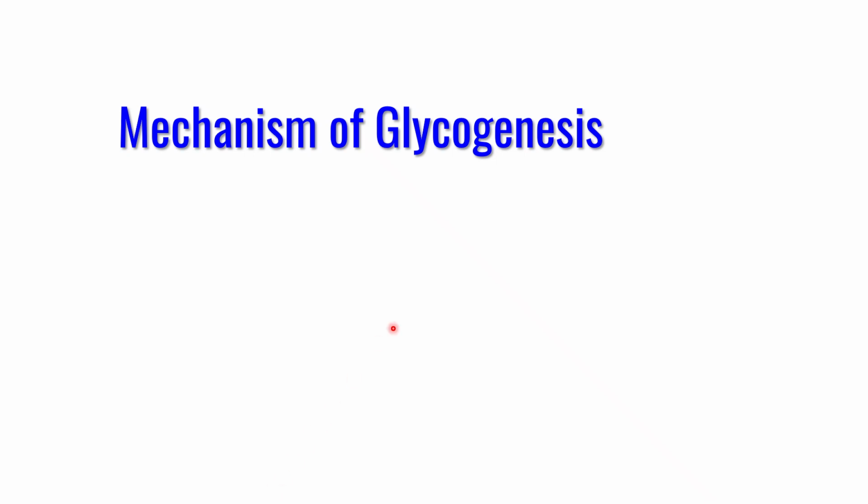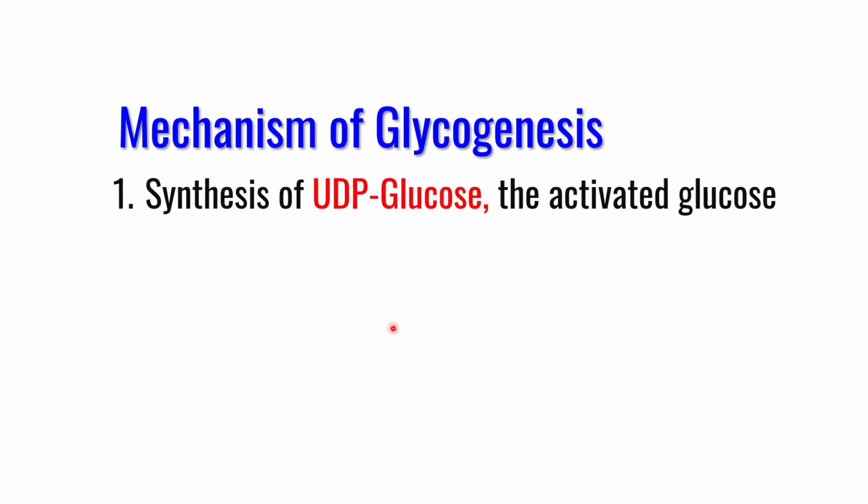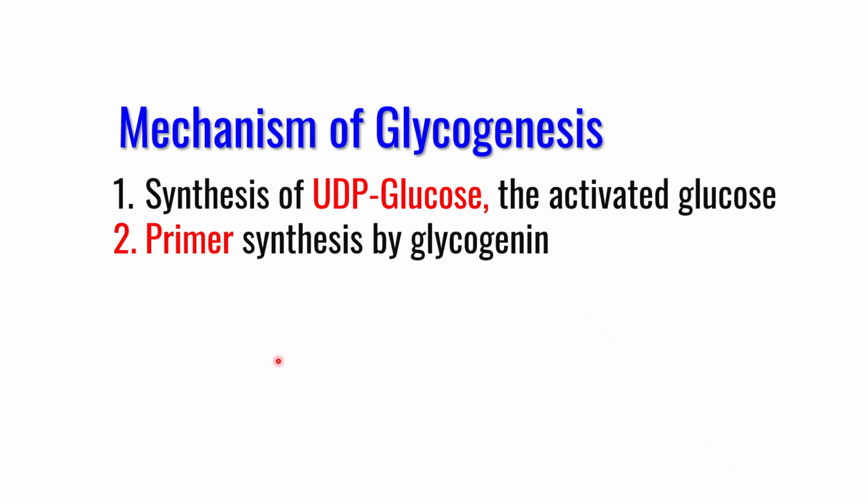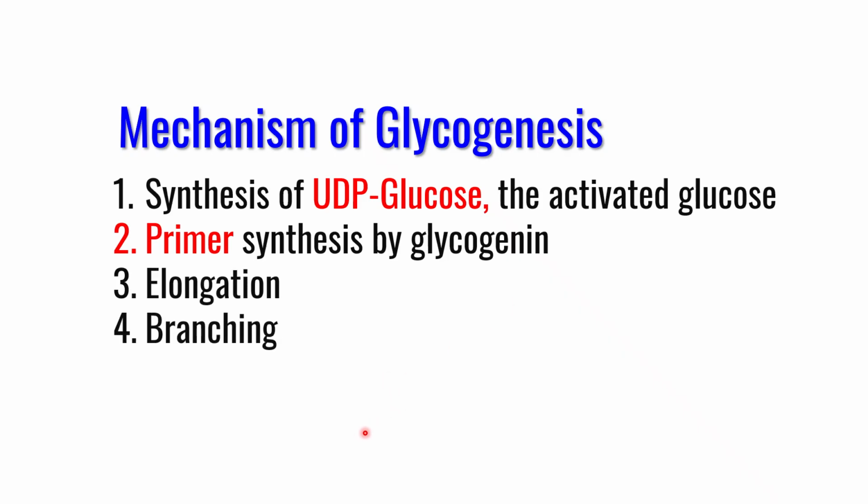Let us discuss the mechanism of glycogen synthesis or glycogenesis. It completes in 4 steps. The first is the synthesis of UDP glucose, which is the activated precursor for glycogen synthesis. Second is primer synthesis by glycogenin, third is elongation, and the last is the branching point. We will discuss these one by one in detail in the coming slides.